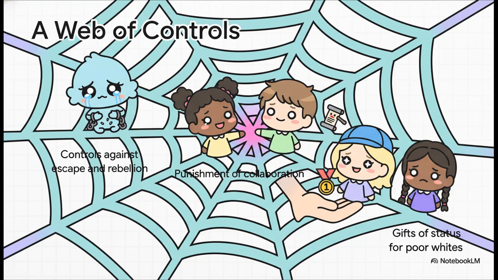So to make sure that unity never happened, the ruling class got to work building that web of controls we talked about. They made it illegal for black and white workers to even collaborate. They made sure punishments were way, way harsher for Africans than for Europeans. And this is a really key part, they started giving the poor whites these little perks, these small gifts of status. It didn't make them rich, but it was just enough to make them feel like they were a step above someone else. It was the ultimate divide and conquer strategy.